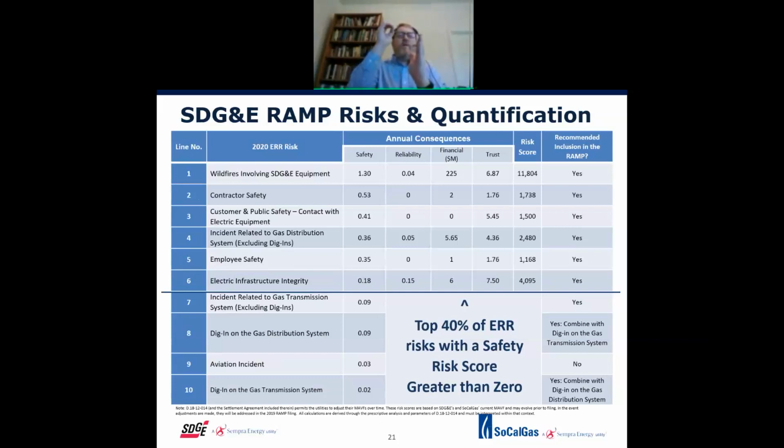So we're doing our darndest, I don't know if I can say that, to get the WMP stuff ready by its window, and then just use that in the RAMP. So there will be complete synchronicity between the two filings, at least in the year 2021. Thank you.